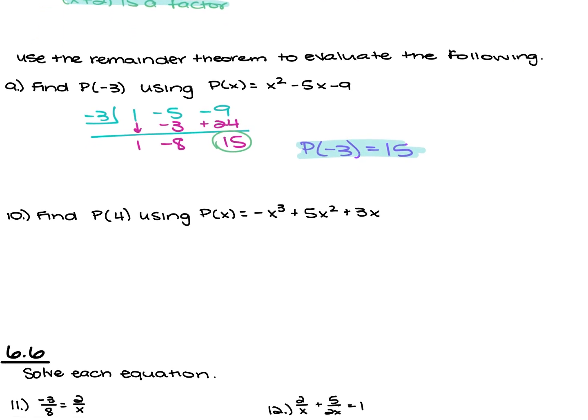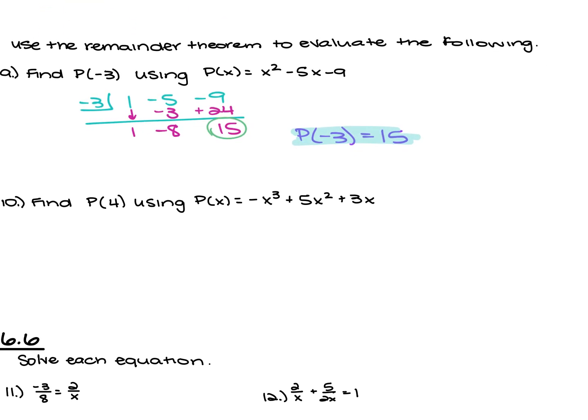For number 10, you're finding p of 4 using p of x is equal to -x cubed plus 5x squared plus 3x. That 4 goes on the outside. Your polynomial is missing a constant, so you can plug in a plus 0 at the end of that, so that way you have all of your numbers represented. So you're going to have a -1, a 5, a 3, and a 0 on the outside in your synthetic division. Your -1 drops down.